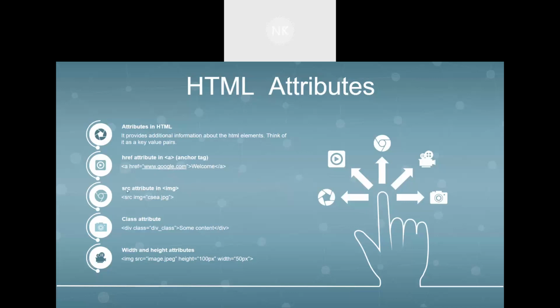And coming to the source attribute in an image, these are examples of attributes. Don't worry, we'll guide you through them in a while. And then this is a class attribute for a div. This class is used for the styling part, which we will do in a while. And then width and height attributes. This is an image tag, and inside it we have the attributes height and width.